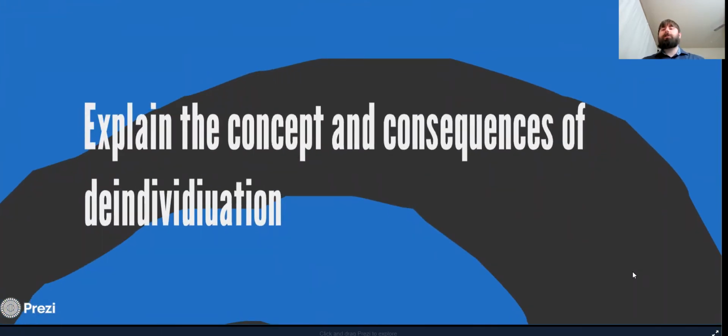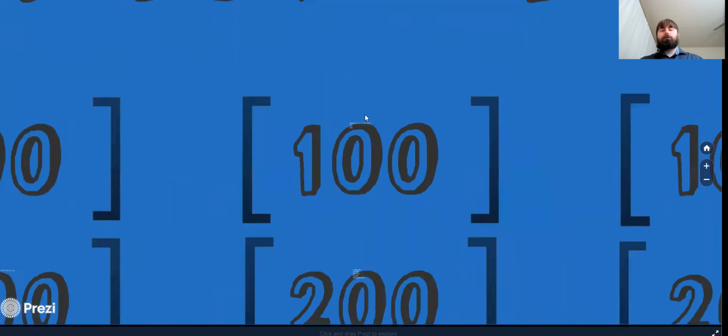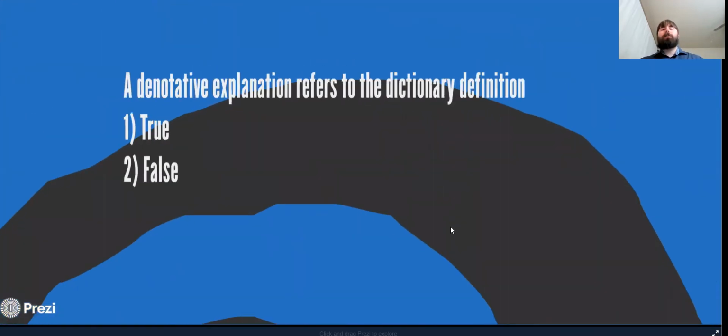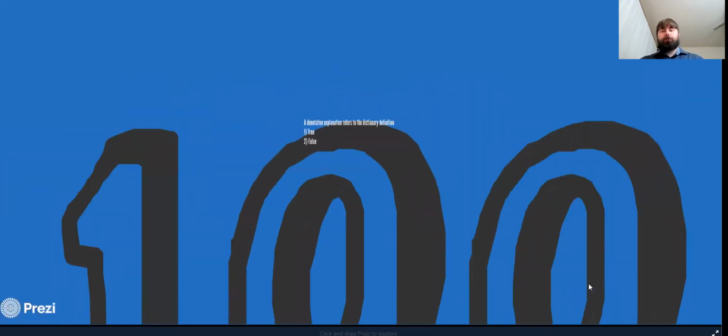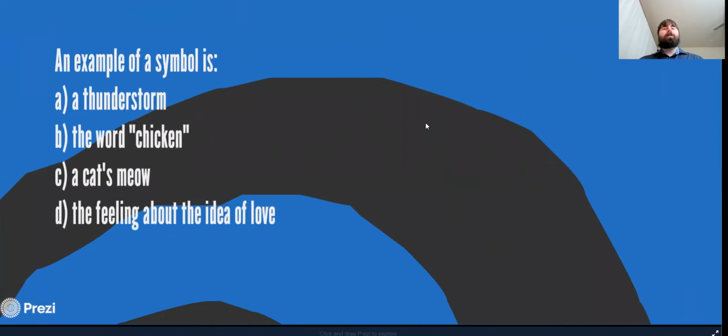Explain the concept and consequences of de-individuation. Well, de-individuation is where you lose your identity in the group, and this could be a dangerous phenomenon because you start to do what the group does, and there's a diffusion of responsibility. So you no longer feel as responsible for your behavior as if you were by yourself. A denotative explanation refers to the dictionary definition. That is true because denotative has to do with dictionary definition. Connotative has to do with the associations with a particular term. Okay, an example of a symbol is the word chicken.